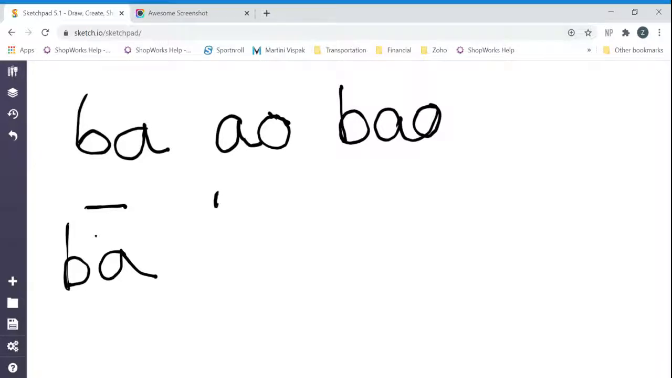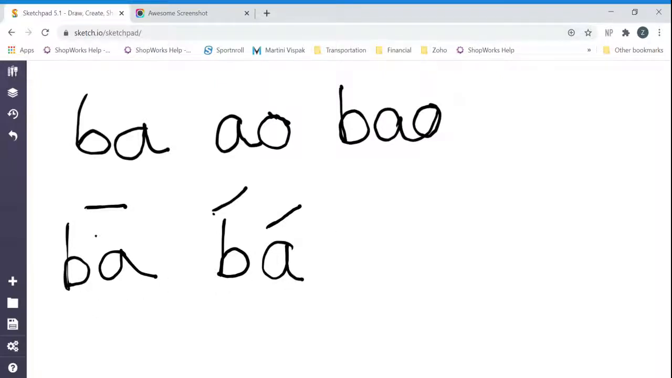All right. And then the second tone would be somewhere like this, like a rising line, which pronounces like á, if it's on an a, obviously. It is usually written on top of the finals. So this is pronounced like bá.